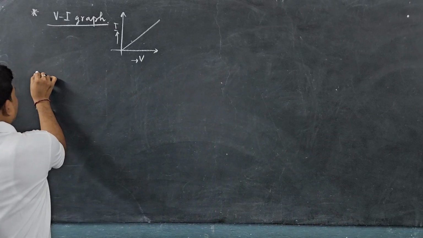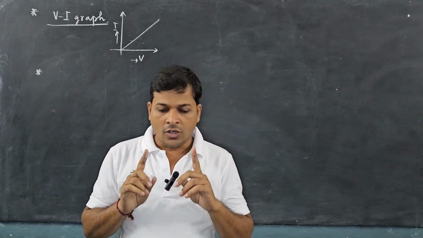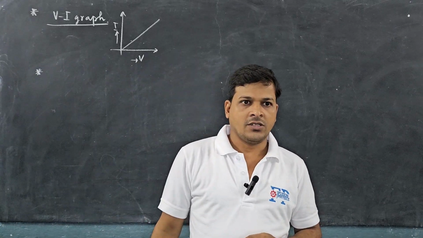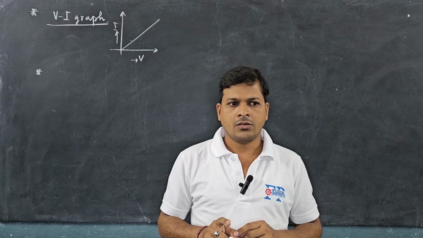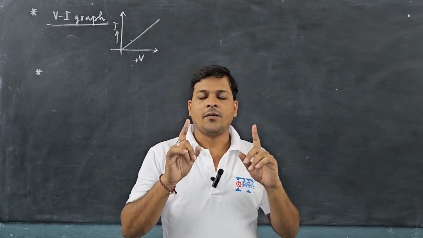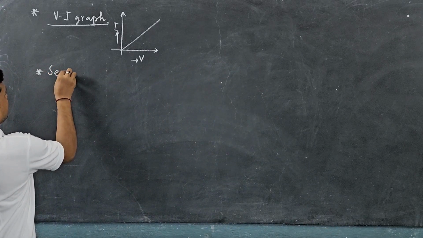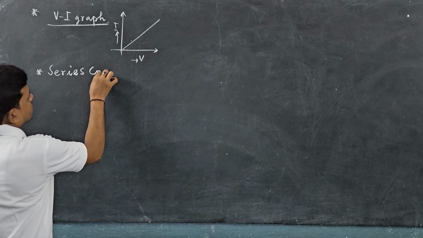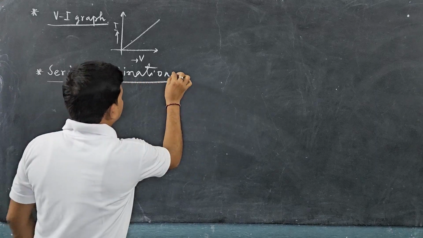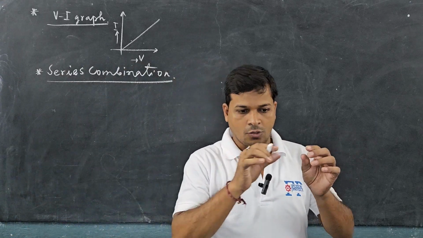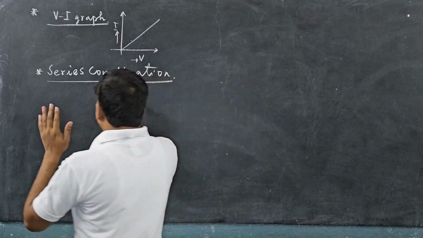Now, for the combination of the resistors, there are two types of combination only for the board exam. The first one is the series combination and the second one is the parallel combination. What are these? The series combination. Series combination means this is also called the linear combination, one by one, like a chain. The series combination is similar.